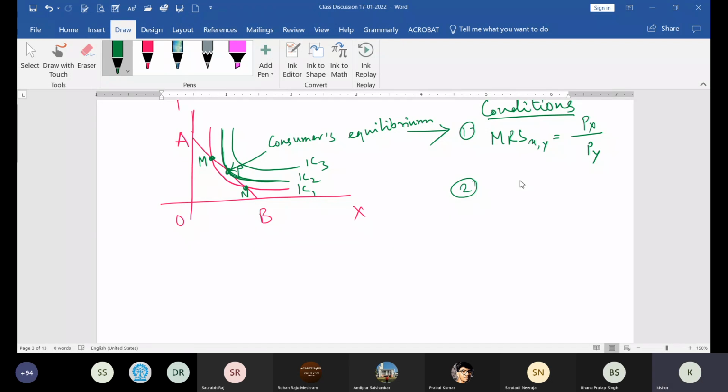And we are basically concentrating on that particular point of tangency. So the second order condition is that the first order condition must be fulfilled at the highest possible indifference curve, and the highest possible indifference curve in this case is reached only at point P. In one sentence, consumer's equilibrium will be that point where the budget line is tangent to the indifference curve. The point of tangency will give you consumer's equilibrium.